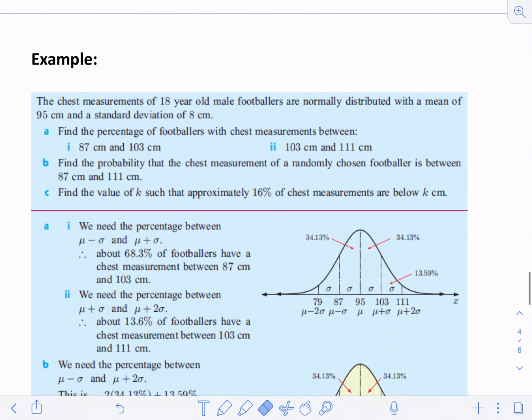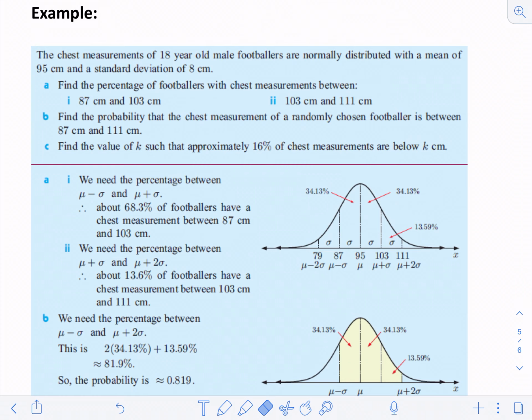Let's look at an example. So this says the chest measurements of 18-year-old male footballers are normally distributed. That means we have a good normal distribution. It has a mean of 95 and a standard deviation of 8. So could we graph this? Well, sure. So if I graph this down here, notice my mean is 95 and my standard deviation is 8. So if I go 8 below 95 and another 8 below 95, if I go 8 above 95 and another 8 above 95, I'm going to get those x values. And those are all standard deviation distances away from my mean.